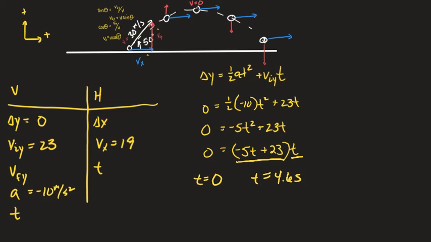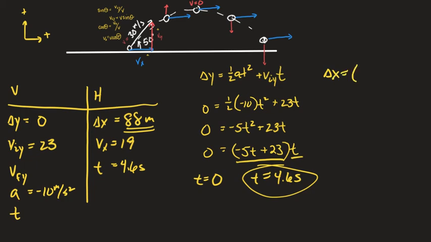But I think we're going to ignore the 0. For this problem, we care about the fact that it was in the air for 4.6 seconds. That's the one we're going to use, 4.6 seconds. And I think that's how we're going to figure out where the object lands. Somebody multiply those things out. 88.6. Okay, 88 meters. For those who don't know where that came from, delta x is going to be 19 meters per second times 4.6. We're finding the range.